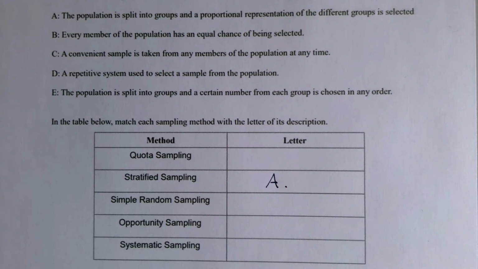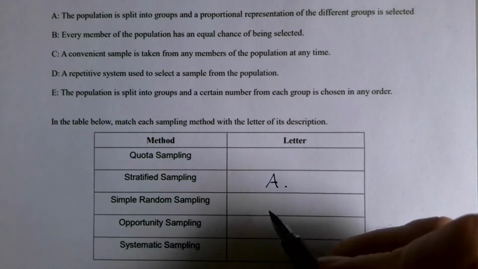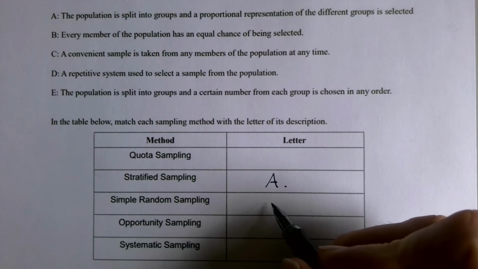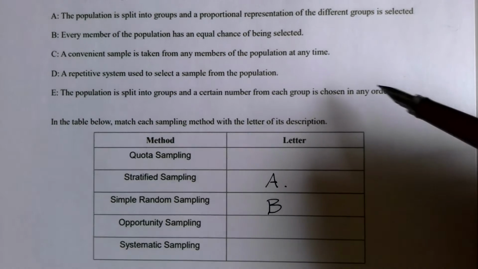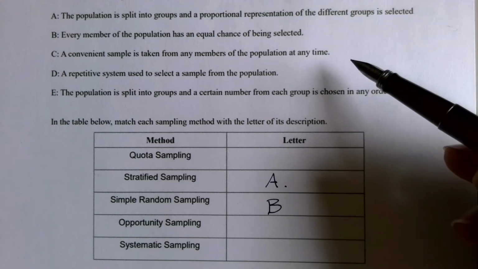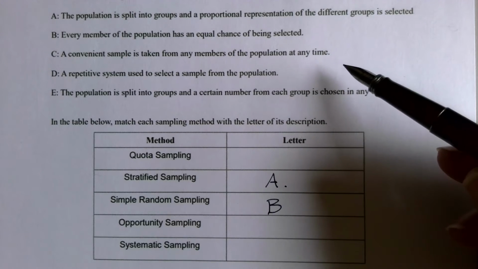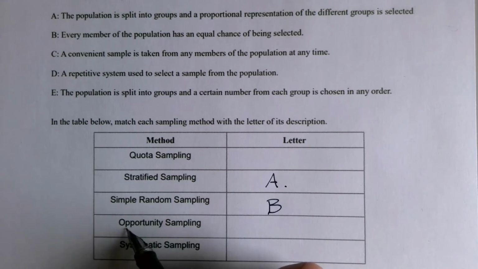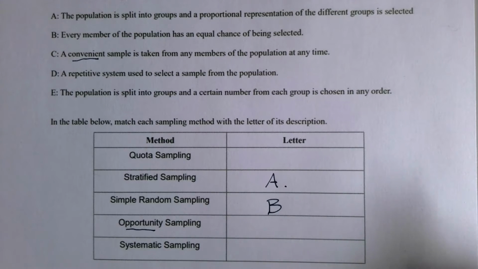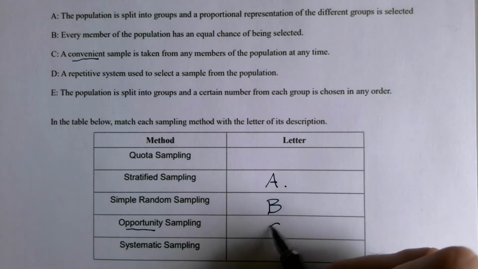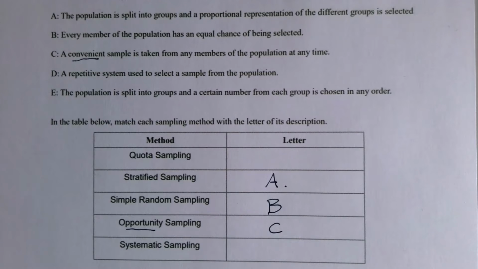Every member of the population has an equal chance of being selected. That must mean that we've got some random sampling going on. So that's going to be simple random because there's nothing else given on it. C, a convenient sample is taken from any members of the population at the time. Convenience and the word opportunity should hopefully link you together on that. Opportunity sampling is just taking the first ones that come along, which is the quickest way of doing it.